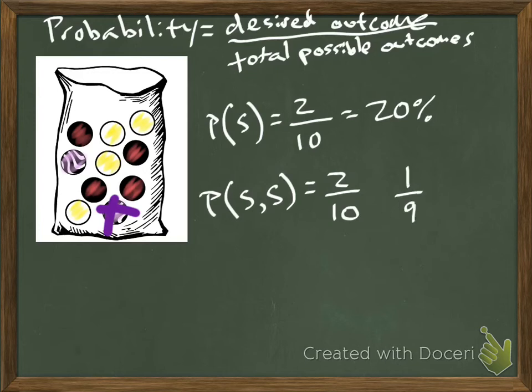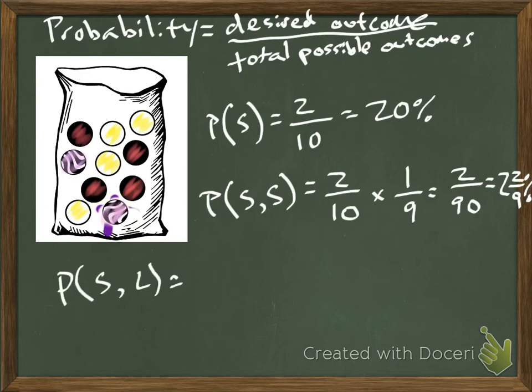In this case, just like we've done before, we're going to multiply those 2 probabilities together, and I'm going to see that I have about a 2/90th chance of getting 2 strawberries in a row. In this case, that's about a 2 2/9% chance that I get both strawberries in a row. Pretty unlikely.